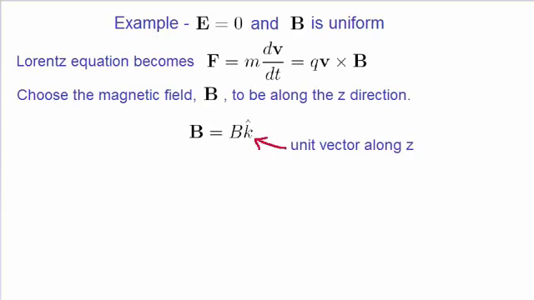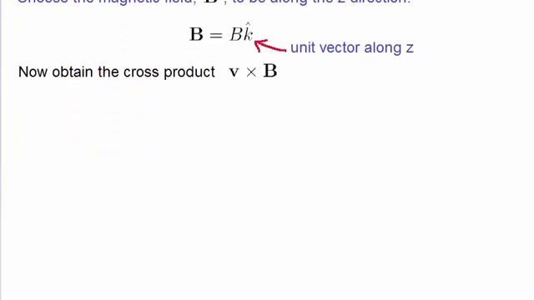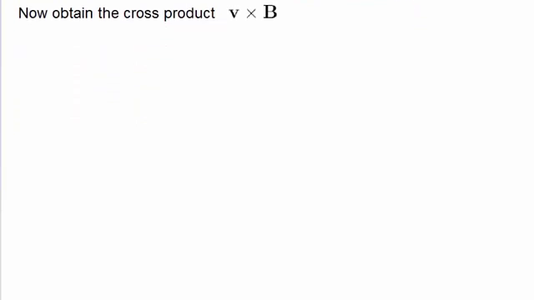Now all that remains to do is to obtain the cross product of V cross B and substitute it into the Lorentz equation. Because we've chosen our magnetic field vector to be along a very convenient direction, we choose a general direction for the velocity vector, given by this expression. So the velocity vector has components Vx, Vy, and Vz, indicated by the unit vectors i, j, and k. And just remember that our magnetic field vector is along the z direction.